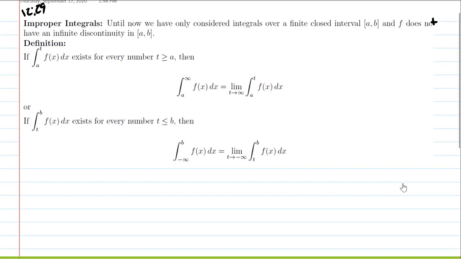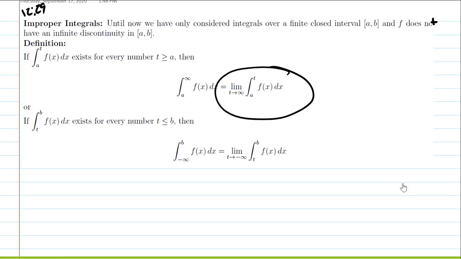So both of these are definitions. And the idea with these definitions is we will use this notation and the notation from the Fundamental Theorem of Calculus Part 2, but we know that when we use that notation, we really mean this limit.